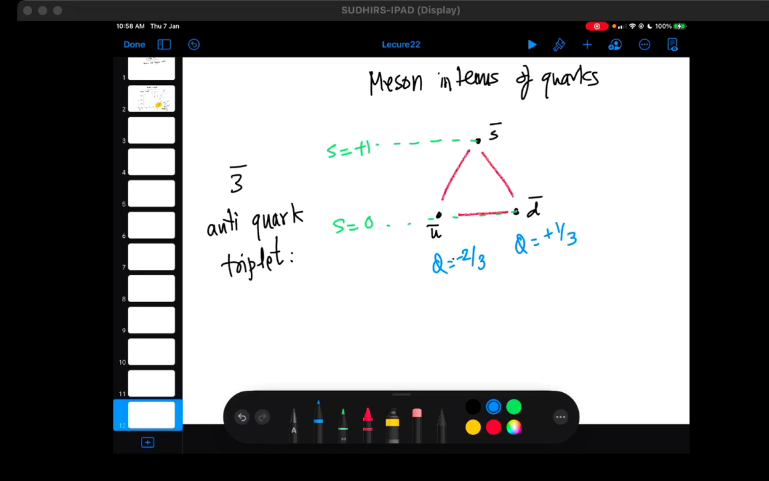So now you have an anti-quark triplet, 3 bar. Now you can construct the meson octet.